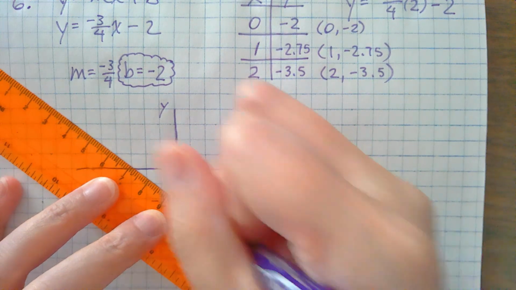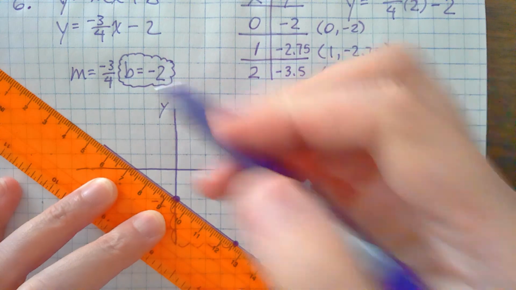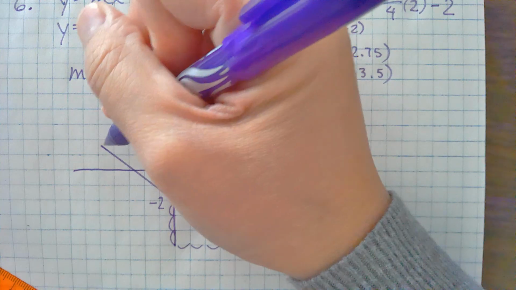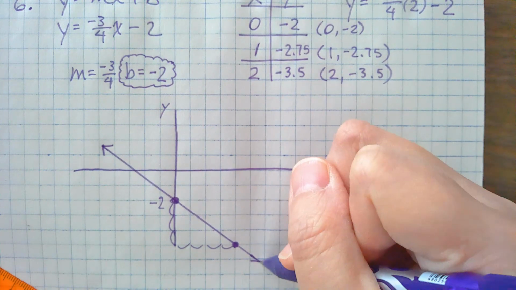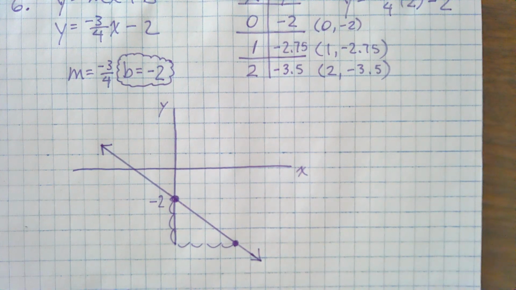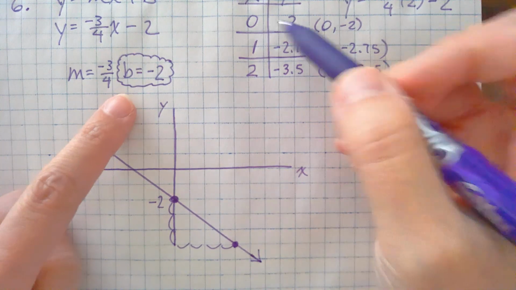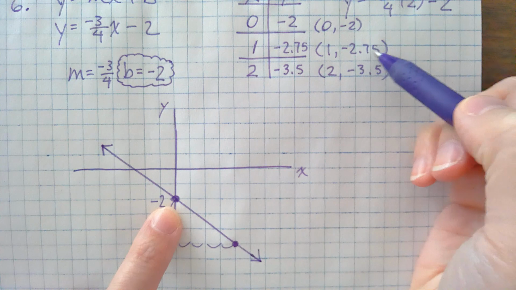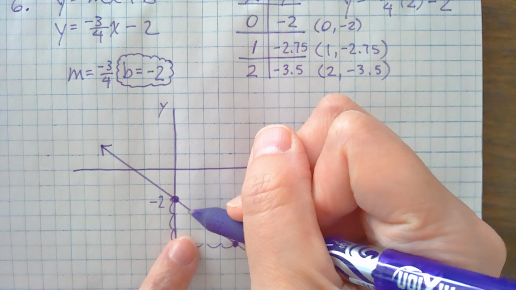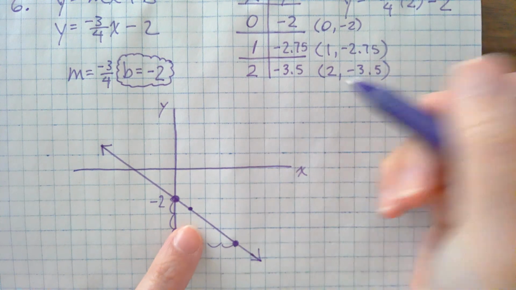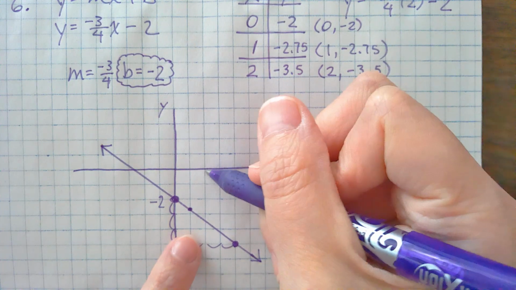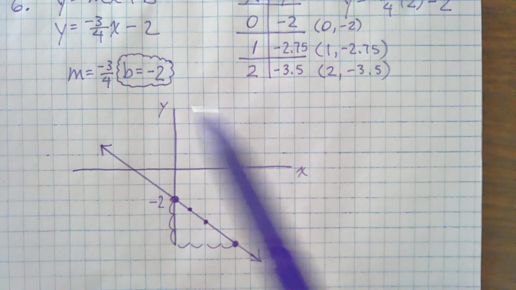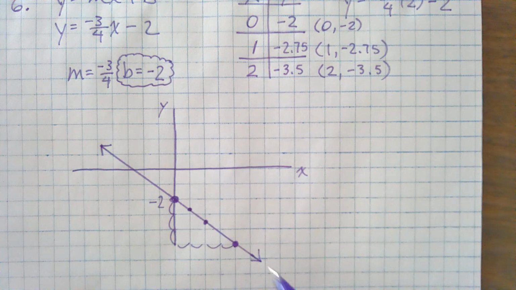Okay, and then because it's negative, that's why Sydney said go down 3. If it was positive, we would go up 3. Okay, there's my line. Now, if I want to verify 0, negative 2, yep, I have this point. 1, negative 2.75, right here. 2, negative 3.5, right here. See how all the points are on this line?